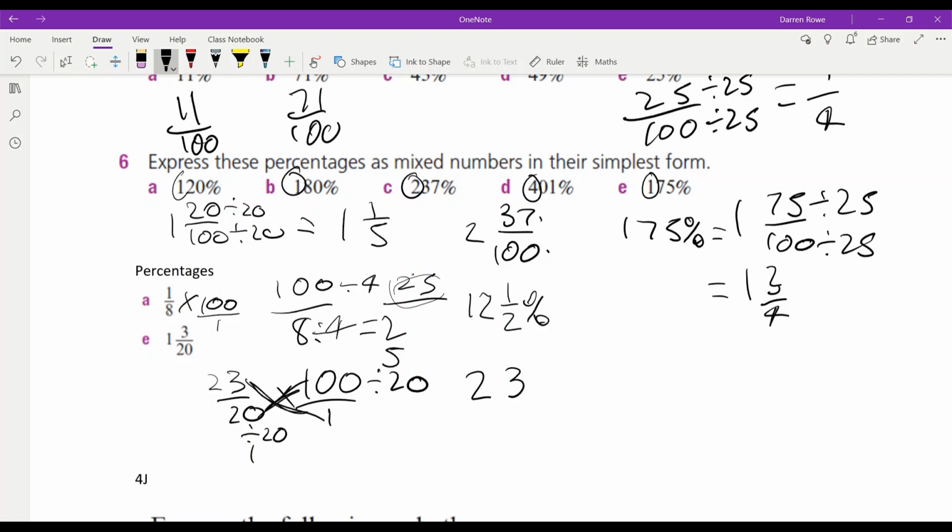So then 23 over 1 times 5 over 1 is times that across. That would be 115%.